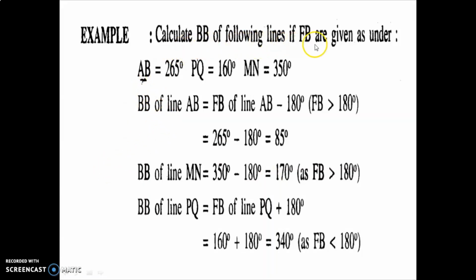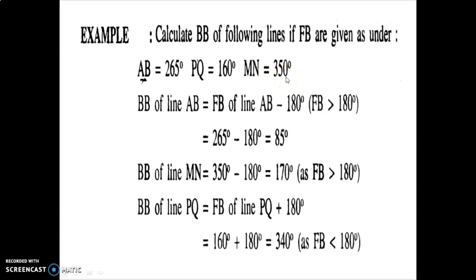Calculate the back bearing of the lines if the forebearings are given. You can see these lines: line AB is given 265 degrees, line PQ is given 160 degrees, and line MN is given 350 degrees. These are all forebearing readings, and you have to calculate the back bearing of all the lines. These readings are in which system?